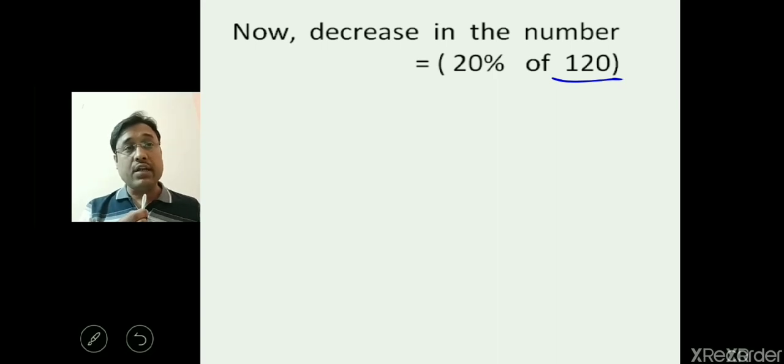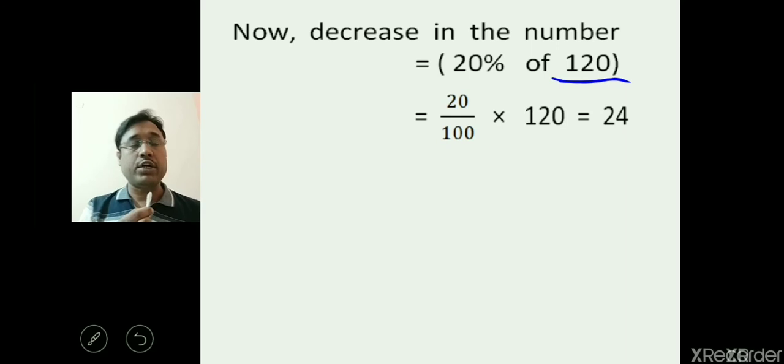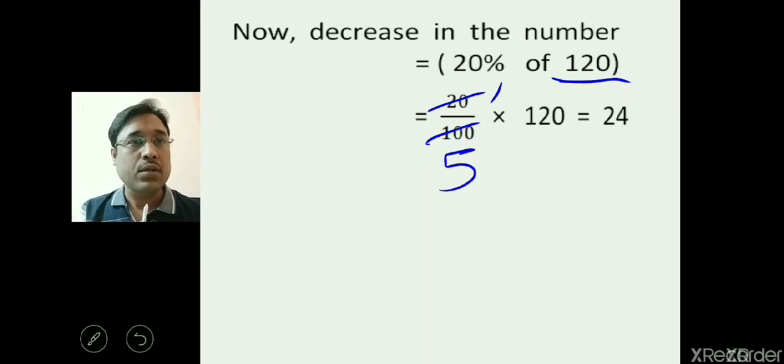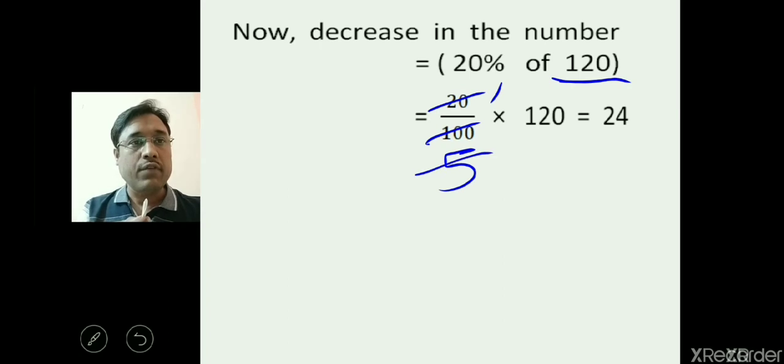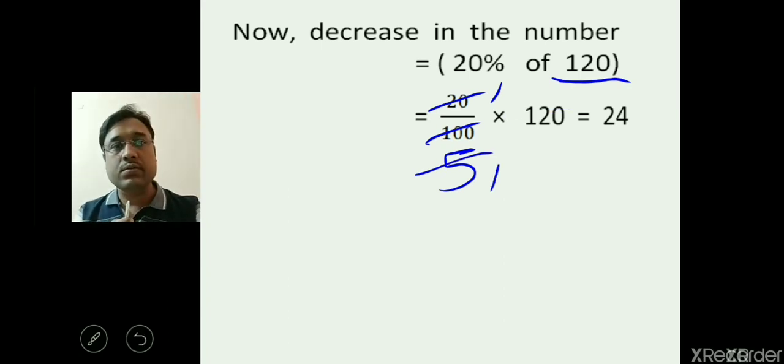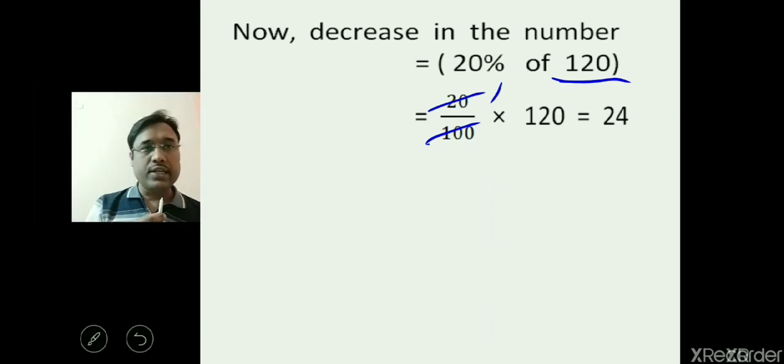So the decrease in the number is 20% of the present value, which means 20% of 120. Here the present value is 120, so we will find 20% of 120. You can cut 20 into 1 time, 20 into 5 times, and 5 into 24 times. This way you get the value of the decrease. The decrease value is 24. Decrease in the number is 24.